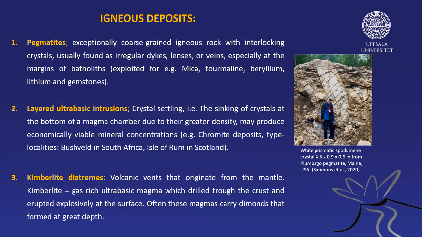But first, we can start with the igneous deposits. We can distinguish three types of igneous deposits. The first one is probably the most important in terms of volume and also in terms of what we can get in terms of elements. That's the pegmatite deposits.